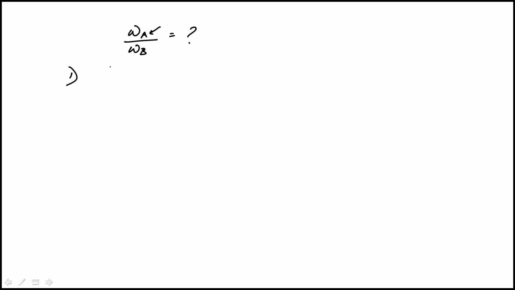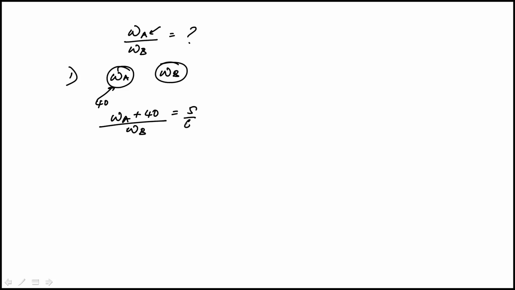So in alloy K, the ratio becomes 5 to 6 when 40 pounds of metal A is added to the alloy. So if you're starting with WA and WB, if you add 40 pounds of that, which means our A quantity is that, and our ratio is 5 to 6. So you'll see that if we cross multiply, you're not going to be able to get a ratio from this.